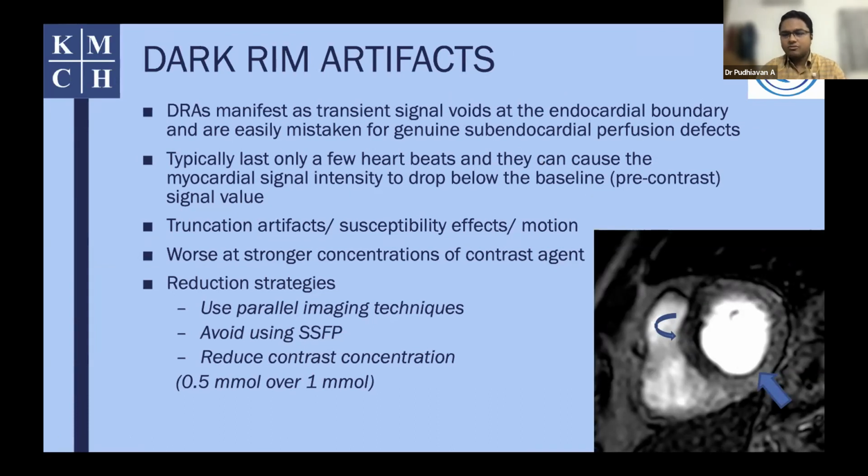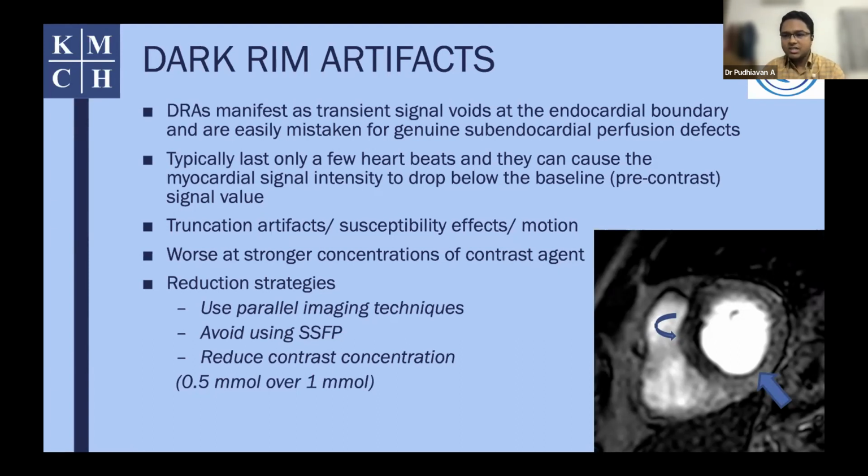There are certain ways of differentiating a dark rim artifact from a true perfusion defect. One is that typically a dark rim artifact will only last for a few heartbeats, especially when the contrast concentration is very high in the LV cavity. The other thing is that the signal intensity in the area of dark rim artifact can go below the baseline, that is below the value of the pre-contrast signal, whereas a true perfusion defect will never go below the pre-contrast value. There are various reasons attributed to the dark rim artifact.